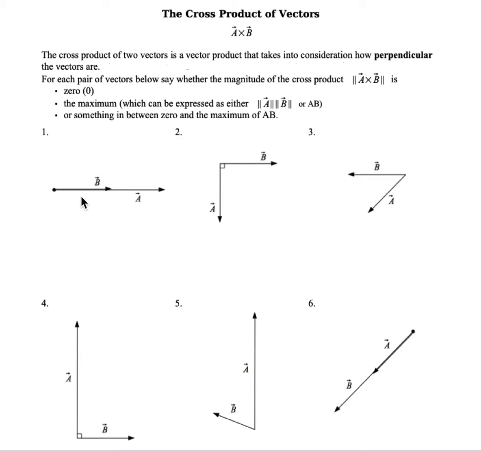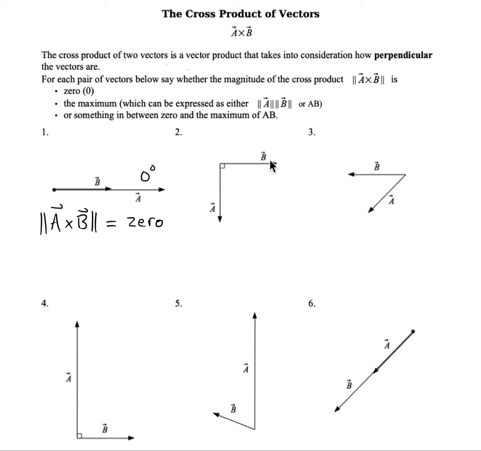For number 1, because the vectors are completely parallel with each other, there's a 0-degree difference between them. The magnitude of the cross product is going to be 0. Parallel vectors always have a 0 cross product.